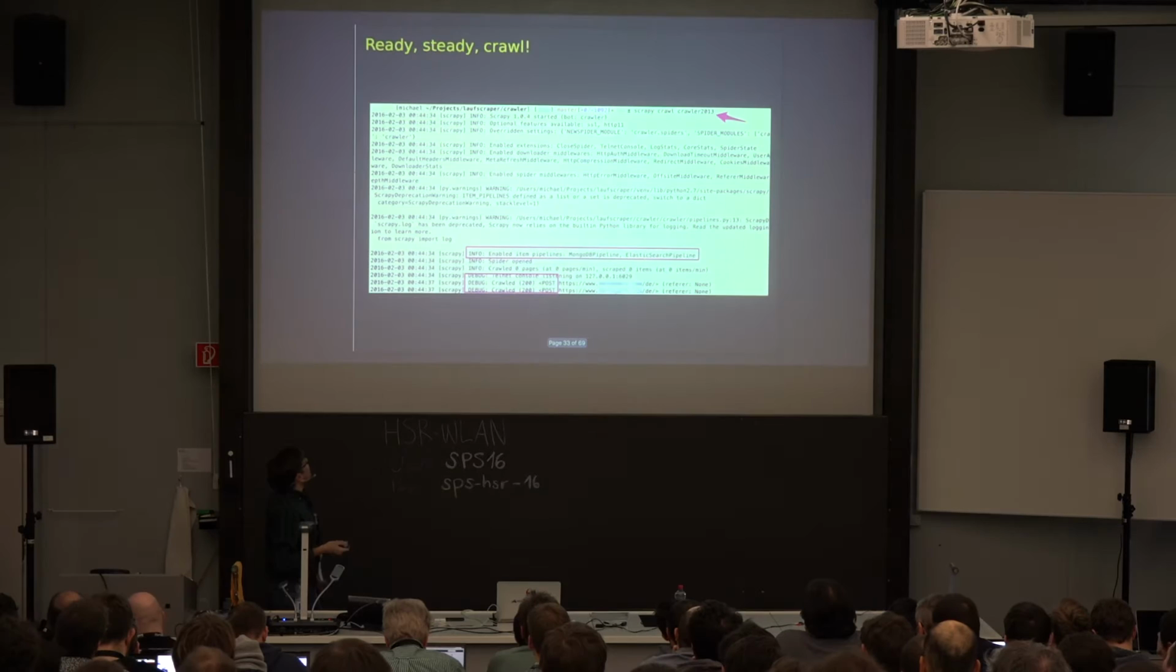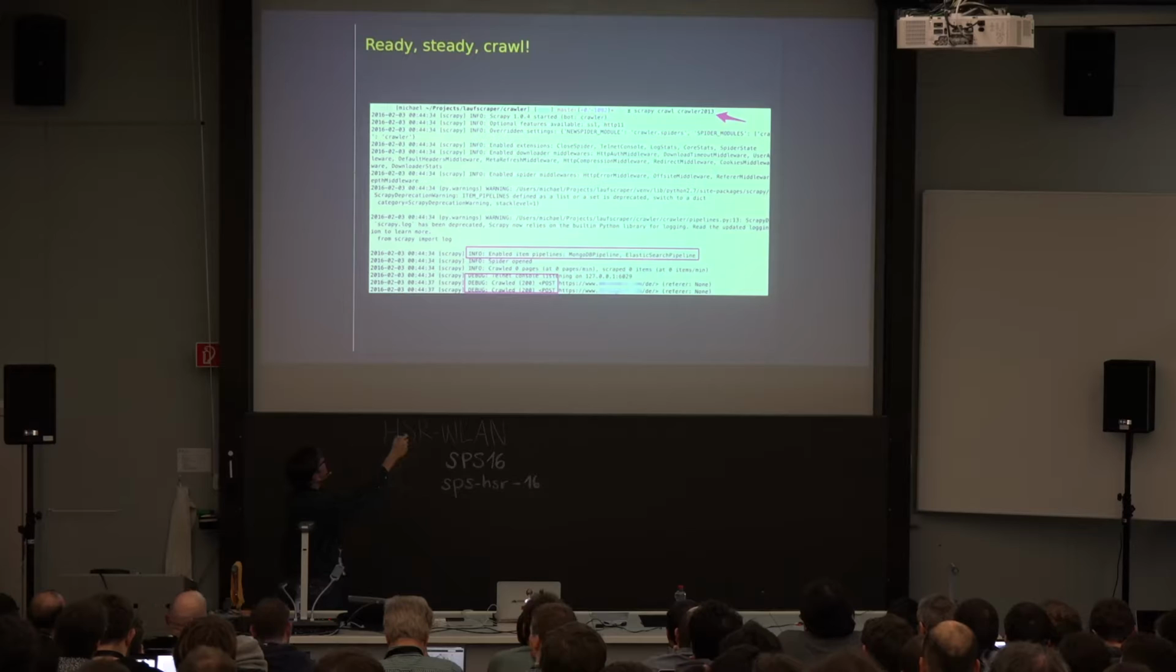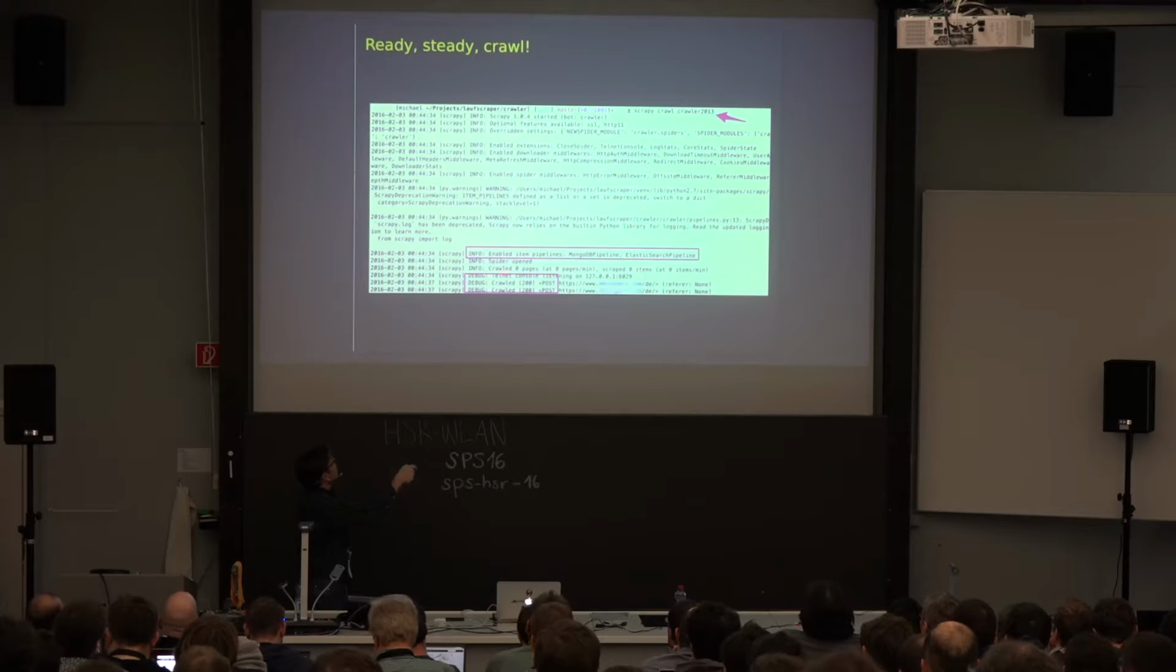So now we have our spider. Let's start it. You can just execute scrapy crawl and the spider name, and then you see a whole bunch of outputs. And I've marked important things like the data pipelines. You see here, I have two data pipelines. One is just for demonstration purposes to store the items in a Mongo database, and the other is to index them with Elasticsearch. And here you see the requests that are executed, the two POST requests to my running site.